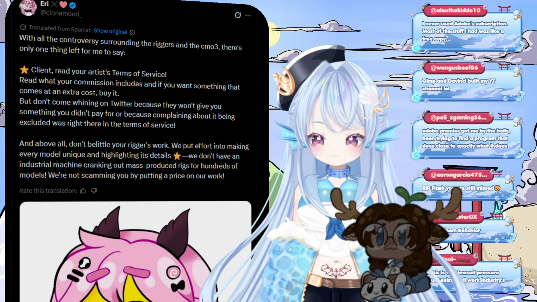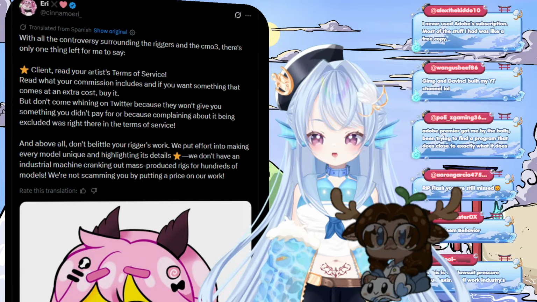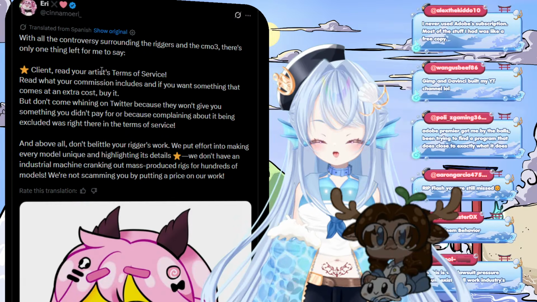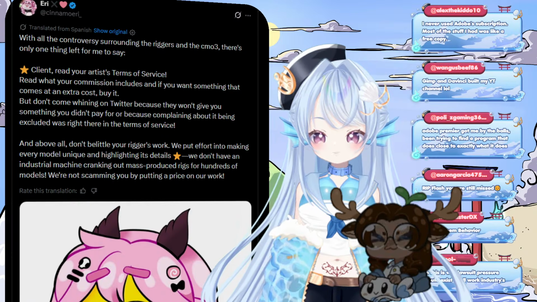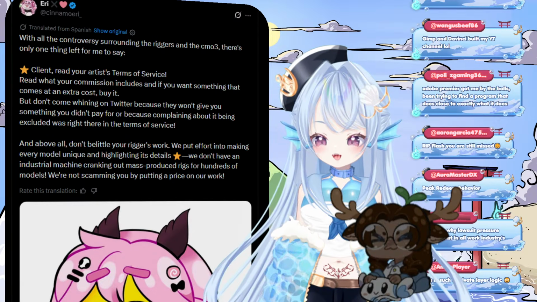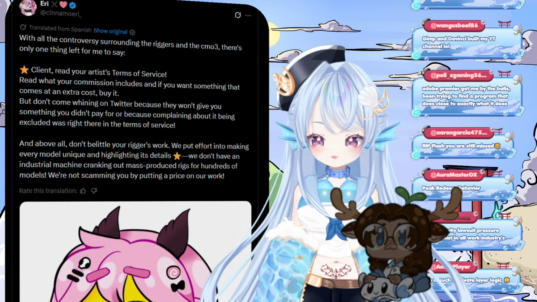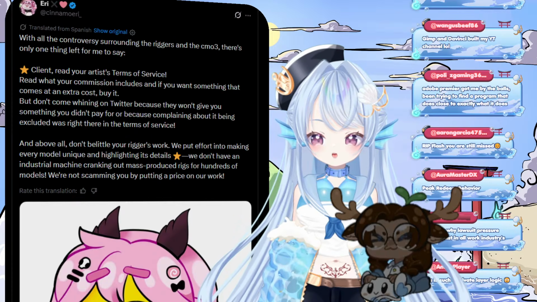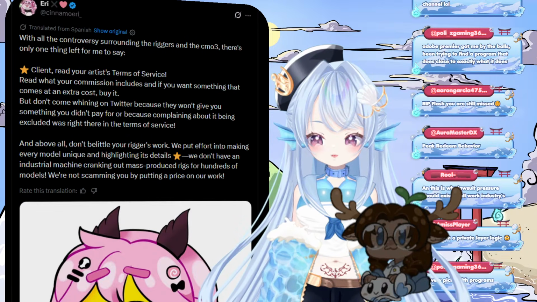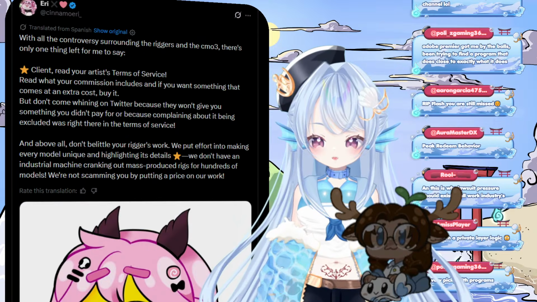We had this one. With all the controversy surrounding the riggers and the CMO3, there's only one thing left for me to say. Client, read your artist terms of service. Read what your commission includes, and if you want something that comes at an extra cost, buy it. But don't come whining on Twitter because they won't give you something you didn't pay for, or because complaining about it being excluded was right there in the terms of service. And above all, don't belittle your rigger's work.